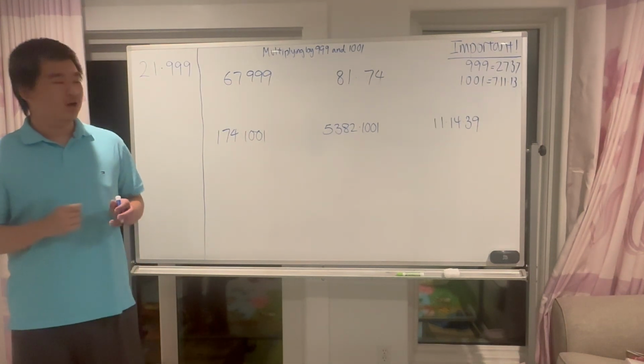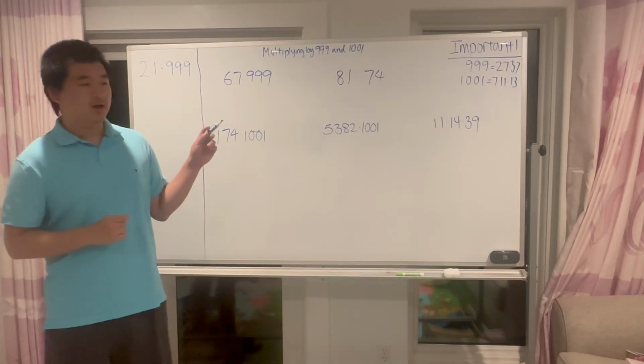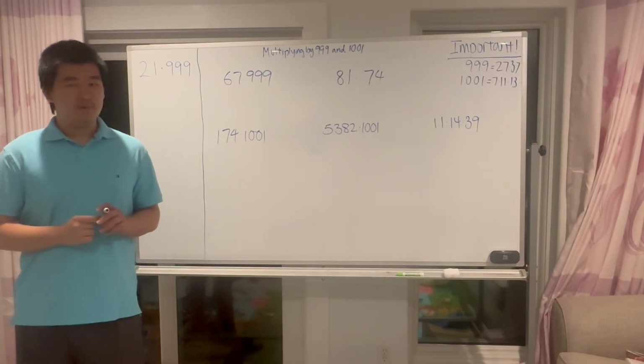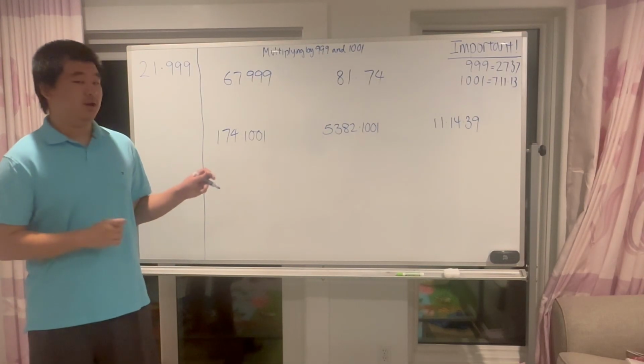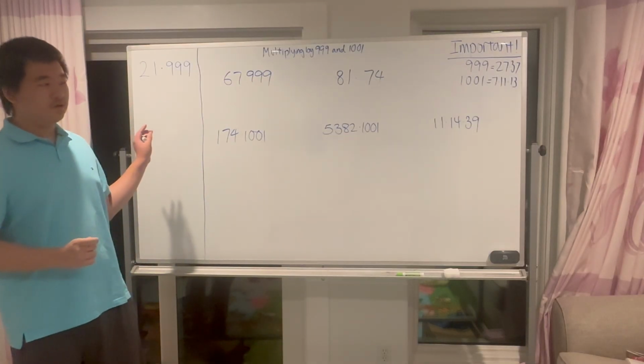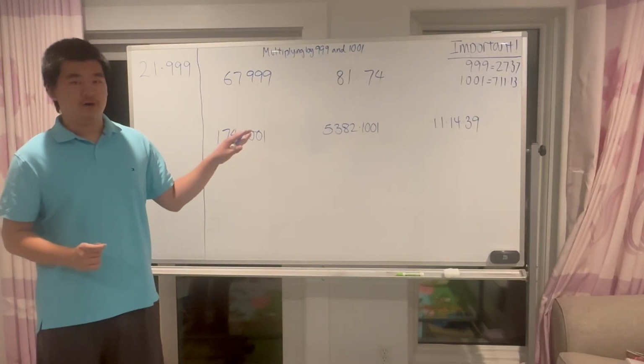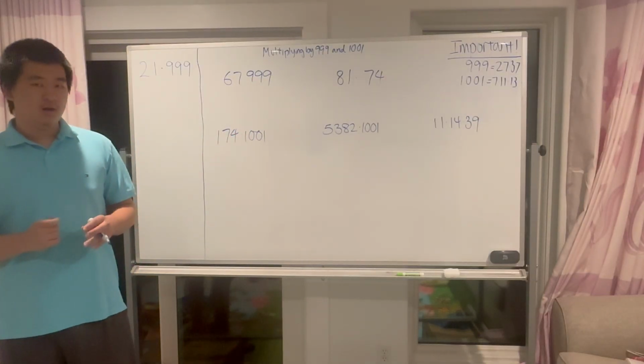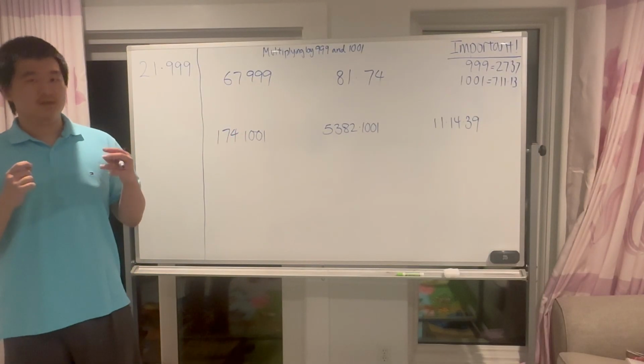In this video, we're going to talk about how to multiply by 999 and 1001. Now, if you haven't watched my videos on 99 and 101, please go watch those first because this is going to be very similar to those, but these problems are going to be a bit harder just because of how big the numbers are. But if you watch those, the ideas are very similar.